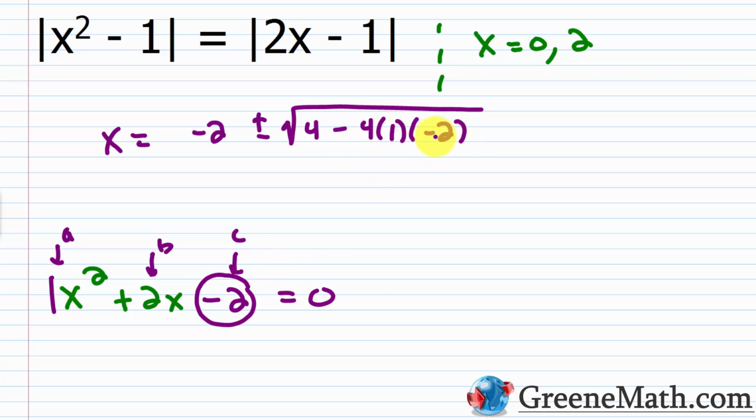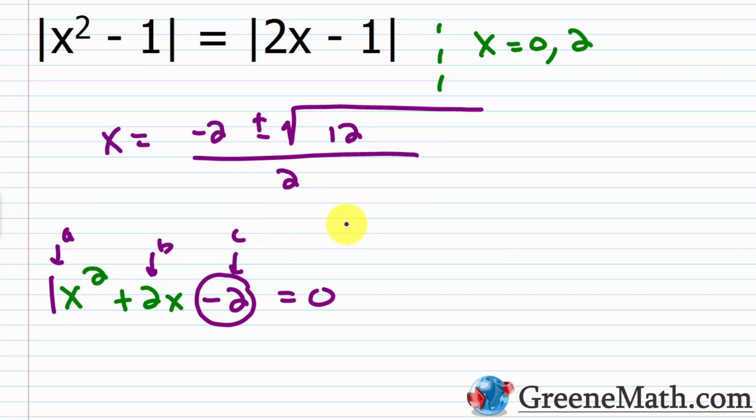So -4 times -2 is +8, 8 times 1 is still 8, so you would have 4 plus 8, which is 12. Okay, so this would be 12 here. This is over 2 times a, which is 1, so just 2. Okay, so square root of 12, I know that 12 is 4 times 3, so let's write this as 4 times 3. We know the square root of 4 is 2, so I can pull this out and say this is 2 times square root of 3.